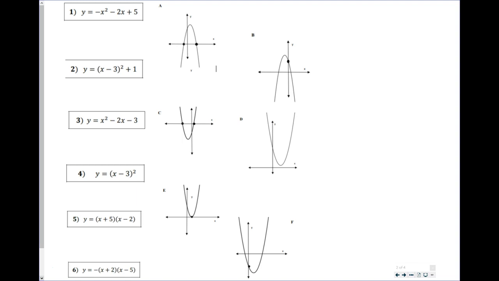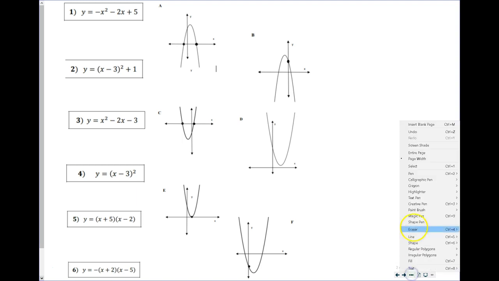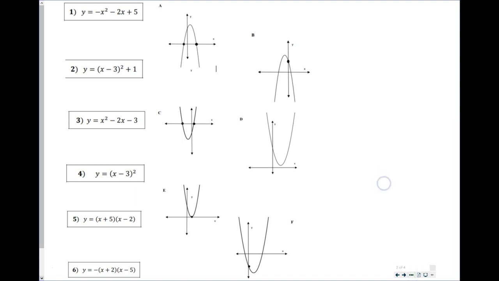They're just the basic shapes. So we're going to use some reasoning skills to try and figure this out. And when I say reasoning, I mean using logic. Making sense of some things with what you know. So let's take a look at the first equation.